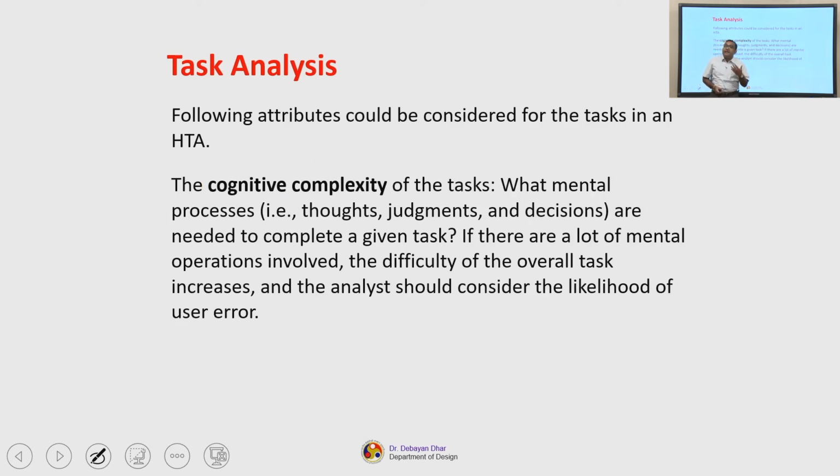The cognitive complexity of the tasks: what mental processes like thoughts, judgments and decisions are needed to complete a given task. If there are a lot of mental operators involved, the difficulty of the overall task increases, and the analyst should consider the likelihood of user error. While it might be a little difficult for you to understand mental operators, we will take up the topic of cognitive complexity when we discuss the cognitive models in detail, like KLM and GOMS, and that would allow you a deeper understanding of this issue.